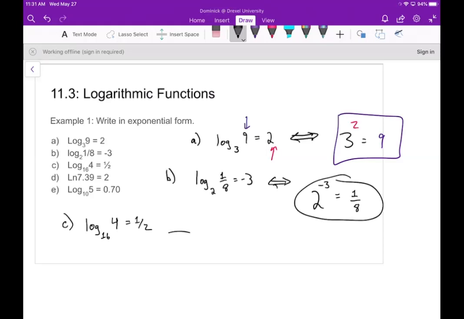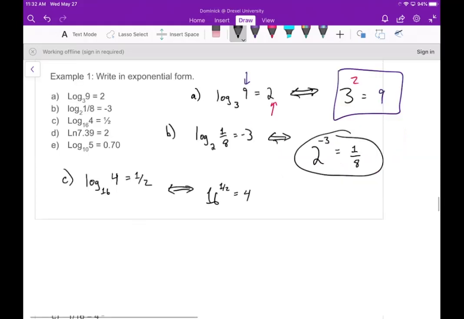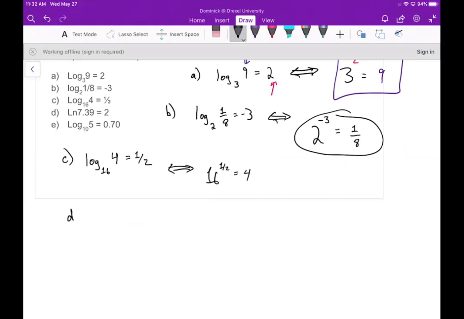So if we convert this, we're going to get 16 to the 1/2 is equal to 4, right? My exponent is now 1/2 since that wasn't with my log, and my 4 is now on the other side of the equal sign because that was with my log. Now in part D, we have ln of 7.39 is equal to 2. First just remember that log base e is the same thing as ln. So if we convert this, we have e squared is equal to 7.39.